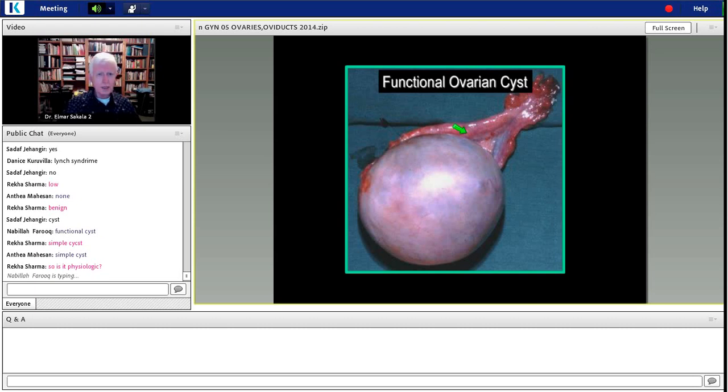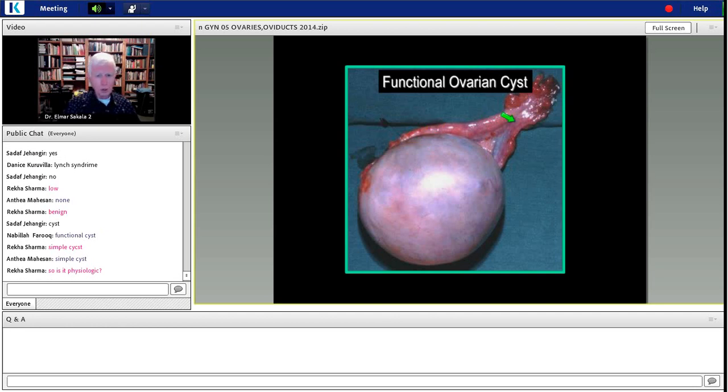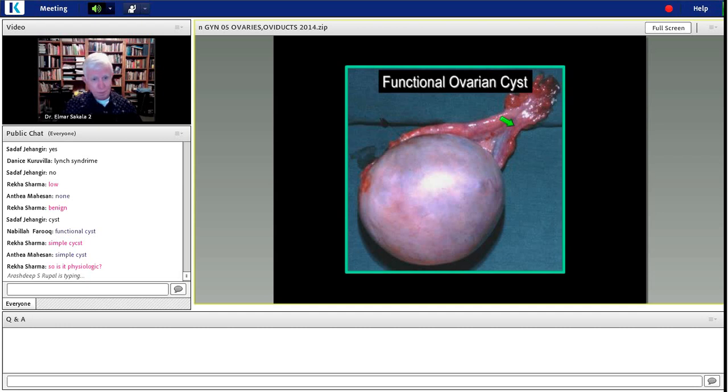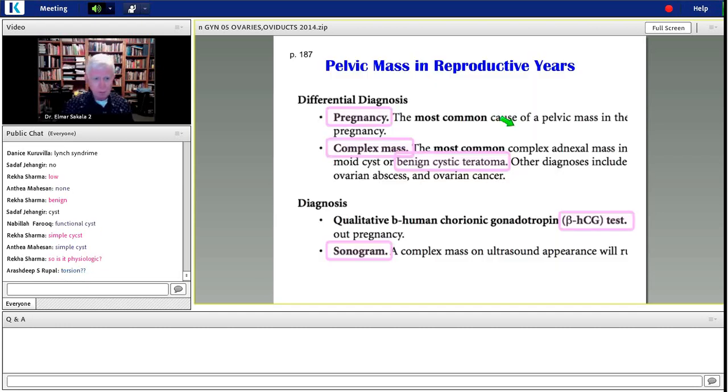Now, this looks like a round fluid-filled cyst. I don't know why they took it out. I don't know why they have an oviduct here, but they did. But this looks very benign to me. All right. Pregnancy, the most common cause of pelvic mass in reproductive years. Next step in management, beta HCG. The most common complex mass is a benign cystic teratoma in a young woman. All right, the diagnosis, we already said, beta HCG, followed by a sonogram.